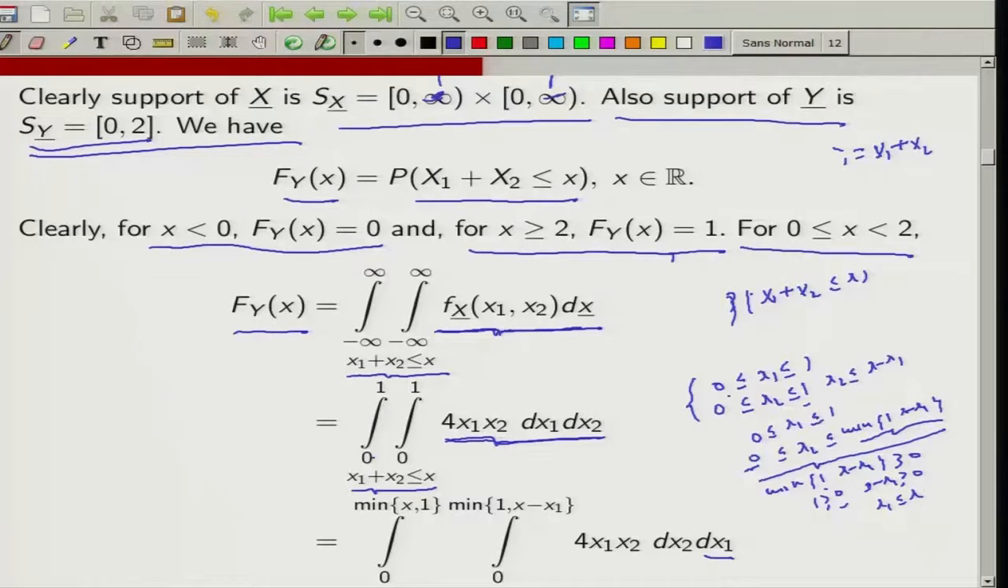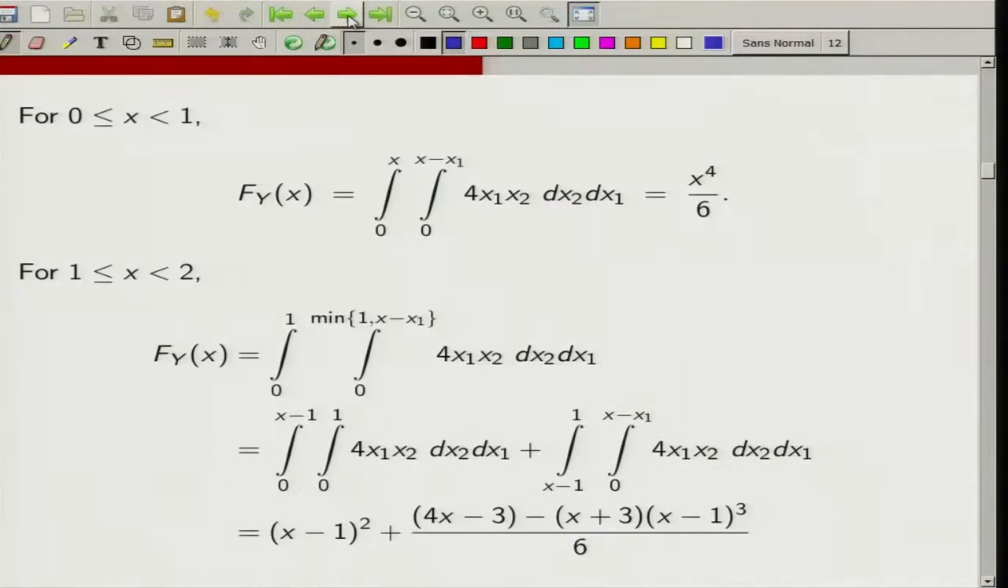So the range of x1 for a fixed x would be x1 greater than or equal to 0 and less than or equal to the minimum of x and 1. So x1 as a free variable for fixed x can go from 0 to the minimum of x and 1. Now, for fixed x1, x2 we have already seen can go from 0 to the minimum of 1 and x minus x1, and the integrand is 4x1x2. So I have to integrate this quantity. Of course, one has to break the range x between 0 to 2 into two parts, whether x is between 0 to 1 or x is between 1 to 2.